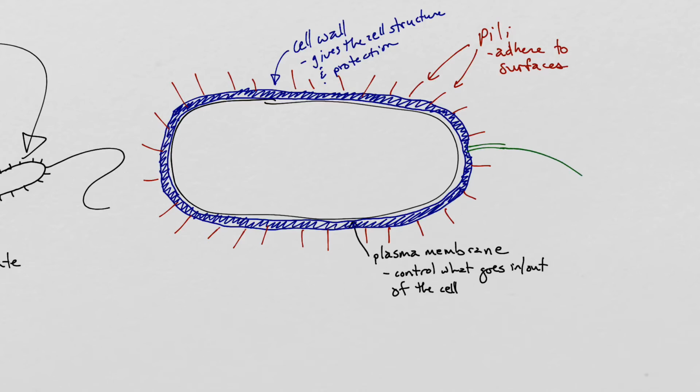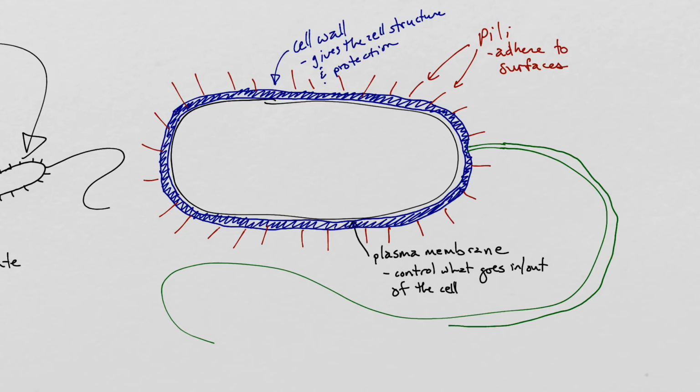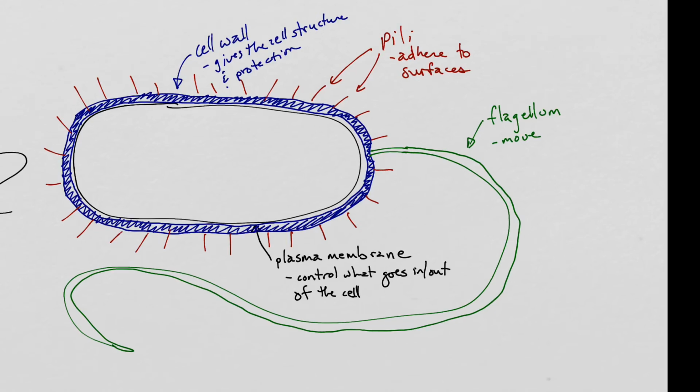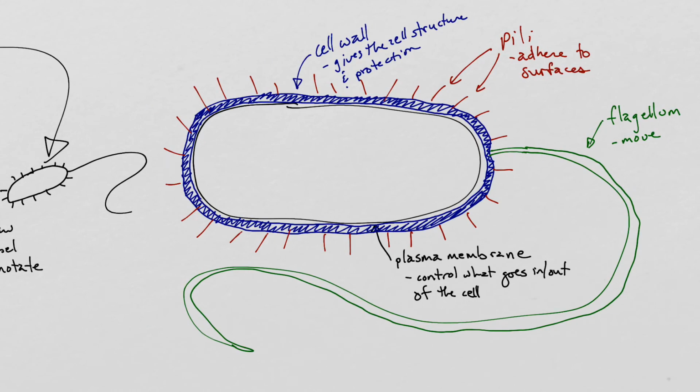Attached to this E. coli is also a really long tail that functions a lot like a whip. It helps it move around. This has the same name as the tail of a sperm, but it doesn't mean that our sperm are E. coli. It just means that they have the same part. This is called a flagellum, and this moves like a whip and helps the E. coli move. That's pretty much it for the outside of the E. coli. Let's go to the inside.